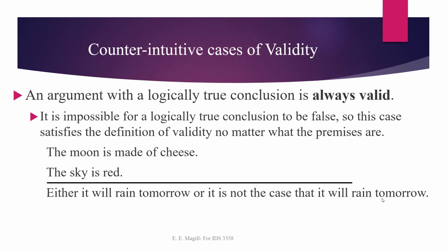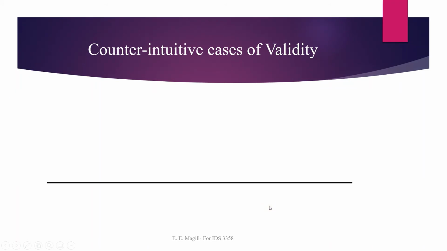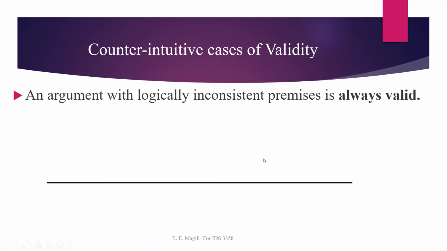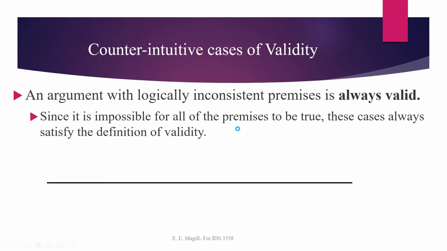The other counterintuitive case of validity is that an argument with logically inconsistent premises is always valid. So if the premises are an inconsistent set, then it's impossible for all of the premises to be true at the same time. This means that the definition of validity is satisfied, right? Because you can't find any possibility in which all the premises are true and the conclusion is false, no matter what the conclusion is, even if it's false.